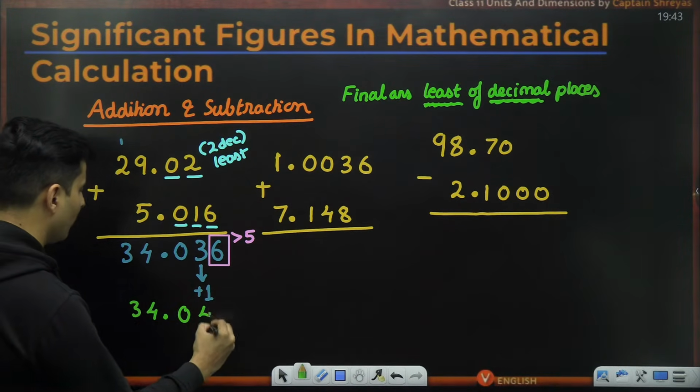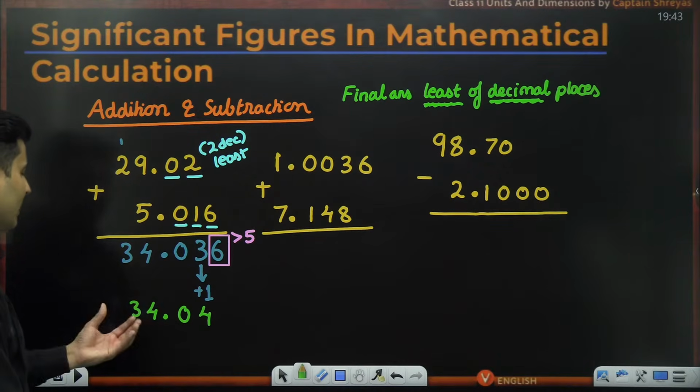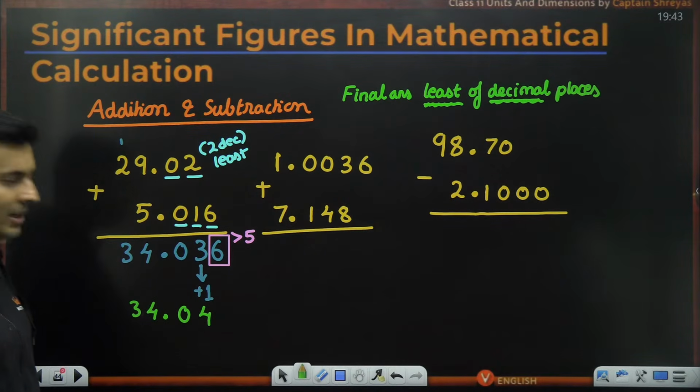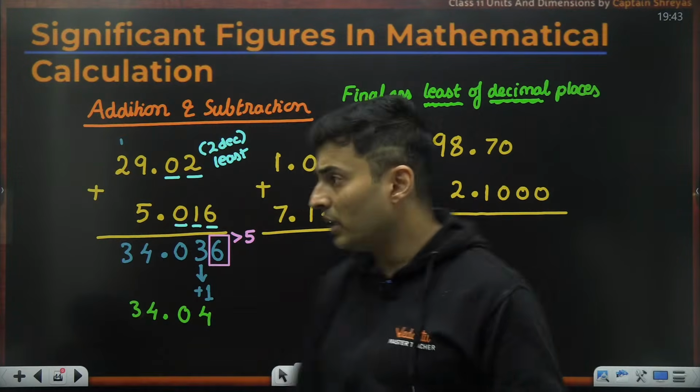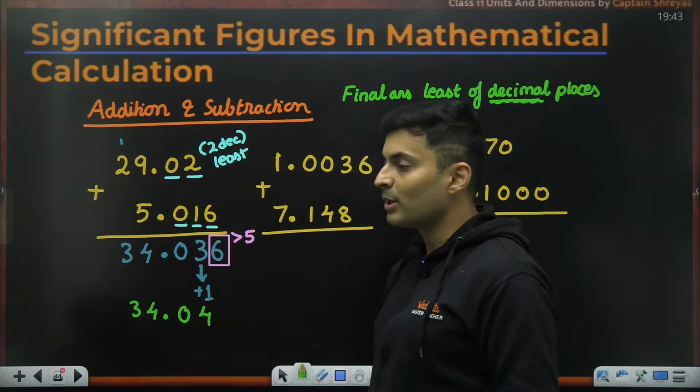3 plus 1 is 4. So 34.04 is the right answer. 34.04 is our final answer. Is this clear? We have rounded it off because we can't have 3 decimal places.